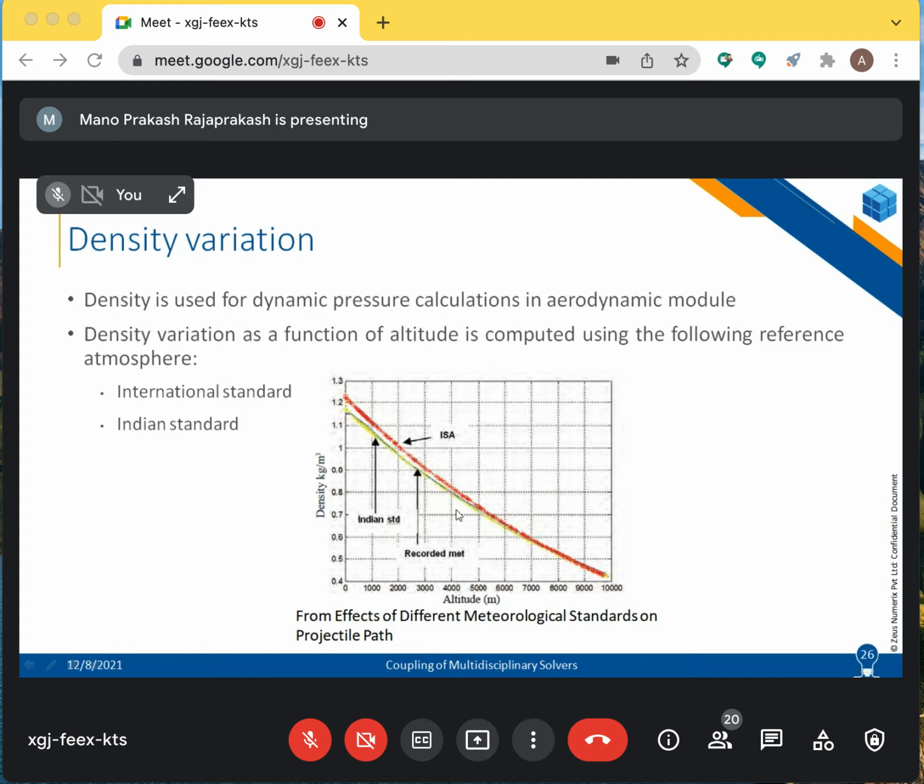We have certain experiences where the payloads are dropped from a height of as high as 5 kilometers. So you can see the difference in the value at 5 kilometers. In this graph you see two lines. The red line shows how the density varies if you are adopting the International Standard Atmosphere, and the yellow line shows how the density would vary if you are following Indian standards.